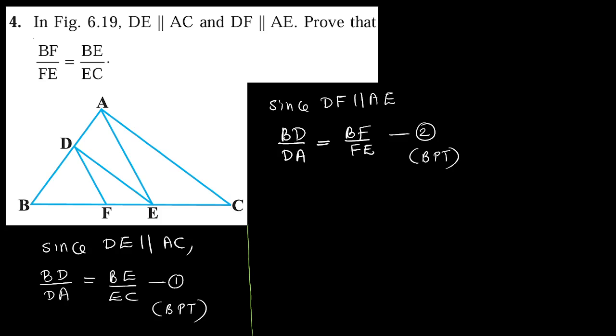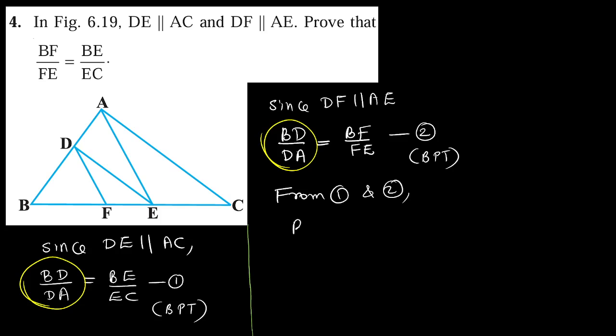So you look at this equation 1 and 2. All of you please look at equation number 1. BD by DA is present in 1. BD by DA is also present in 2. So I can say that equation 1 and 2 are identical, because equation 1 contains this ratio and equation 2 also contains the same ratio. So from 1 and 2, what I can say, BE by EC, this one, BE by EC equal to BF by FE. This is what I want to prove.